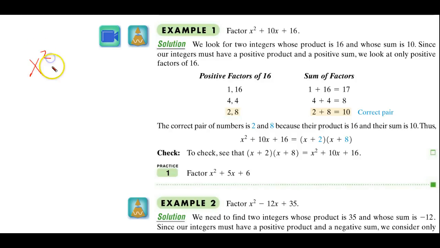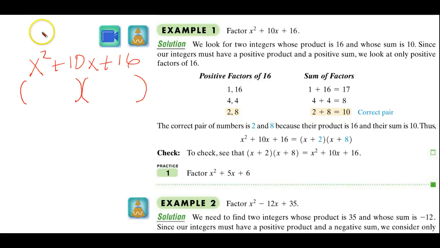x squared plus 10x plus 16. Now, as we look at that, is there any common factor in there? No. So we're thinking it might factor into two binomial factors. In your homework log and wherever you do these, you're going to write your trinomial, factor out any common factor, there is none here, and then put two parentheses under it.